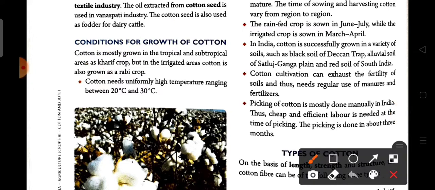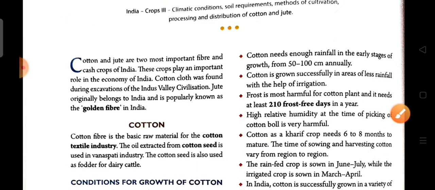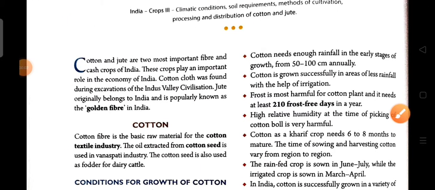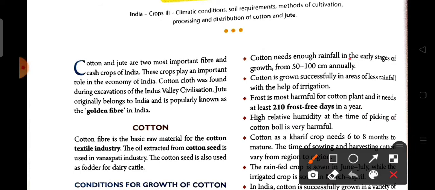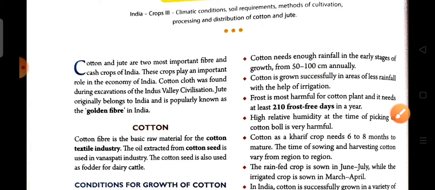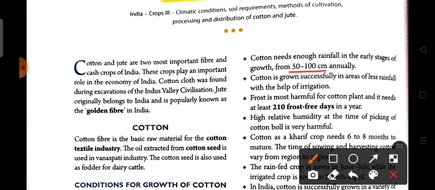Now the conditions are: it needs uniform high temperature ranging from 20 to 30 degrees Celsius throughout the year. Now the rainfall: cotton needs enough rainfall in the early stage of growth, that is 50 to 100 centimeters annually, that is per year.